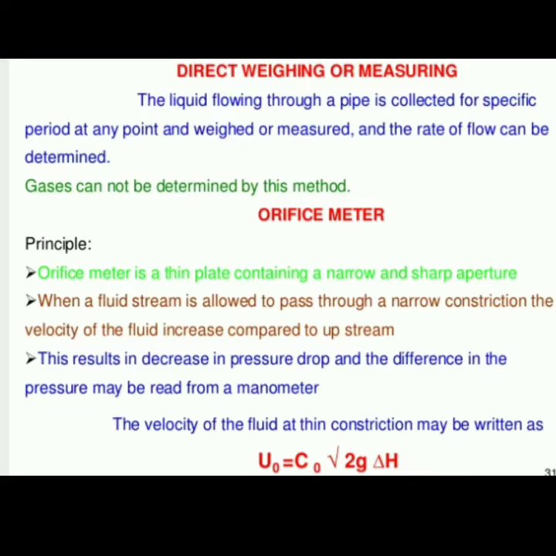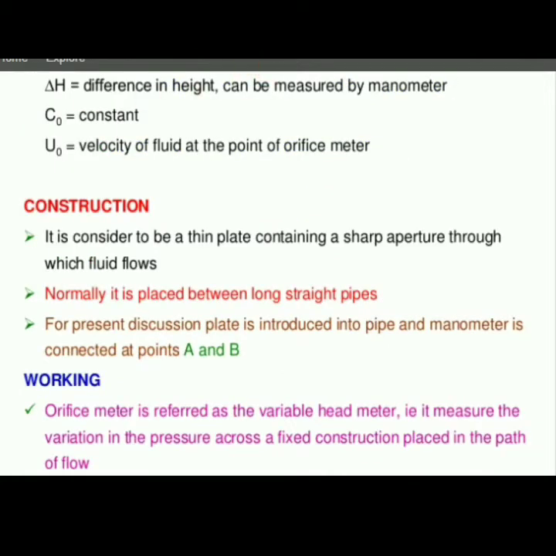Here UO is the velocity of fluid at the point of orifice. Because of the orifice it is UO. CO is the constant and delta H is the difference in height, which can be measured by the manometers. Manometers we have already discussed.